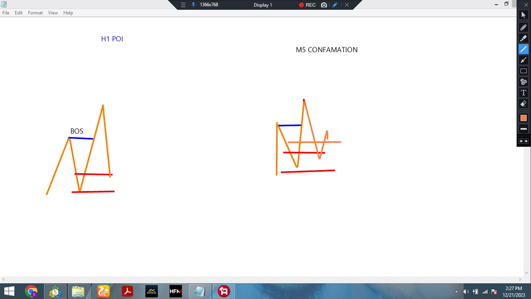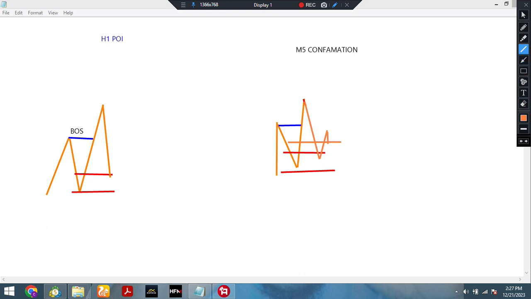So immediately price reacts here, you take your buy. Some people even take their buy here. Immediately price got into this POI, since it has given them the BOS before, since price has fallen back into this zone, they take their buy. Now where is going to be your stop loss?